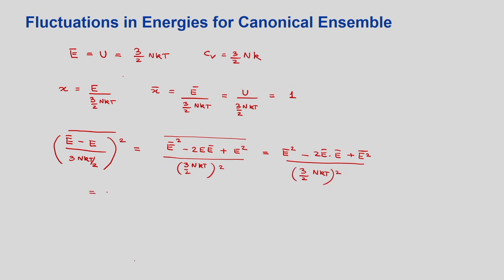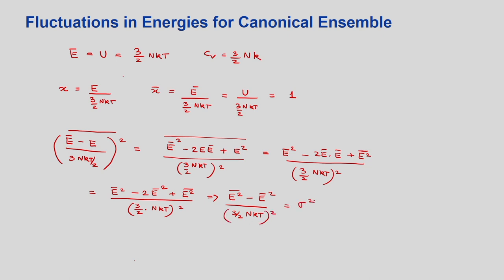Now simplify it further. So, you will get E square bar minus 2, because this E bar is the same. If you apply a bar on top of E bar, it is the E bar only, and it is again E bar. So, it will be 2 E bar square plus E square bar, divided by 3 by 2 into nkT whole square. Okay. Simplifying it further, you will deduct one of them. So, you will finally get E square bar minus E bar square, divided by 3 by 2 nkT whole square. So, this will be your sigma square. This will be your variance.